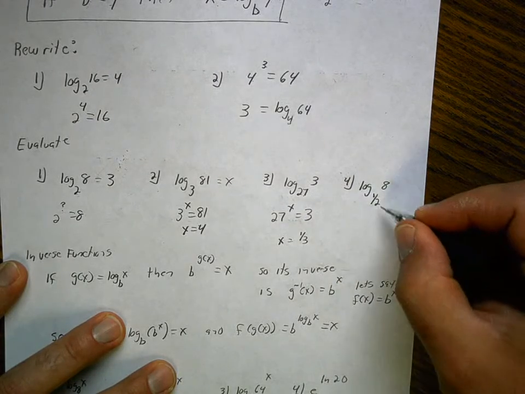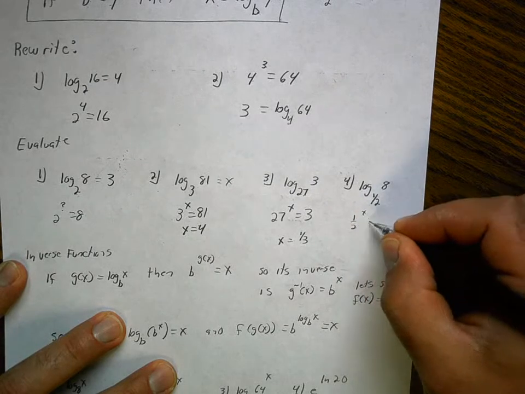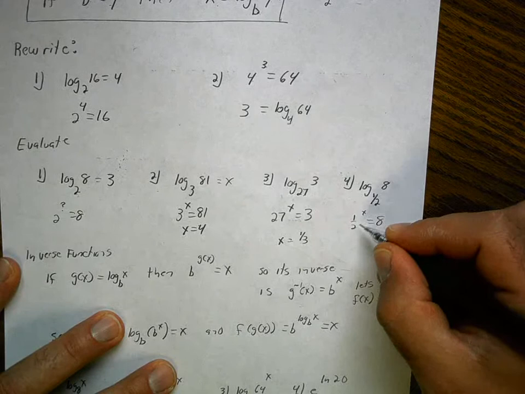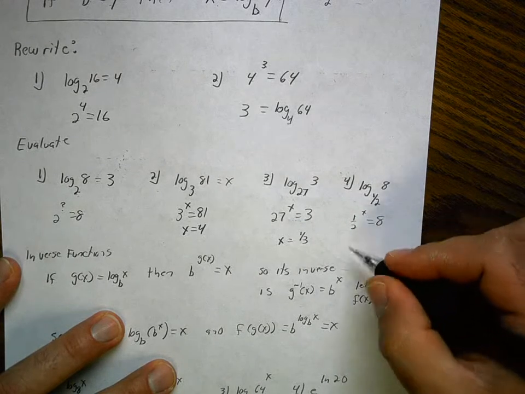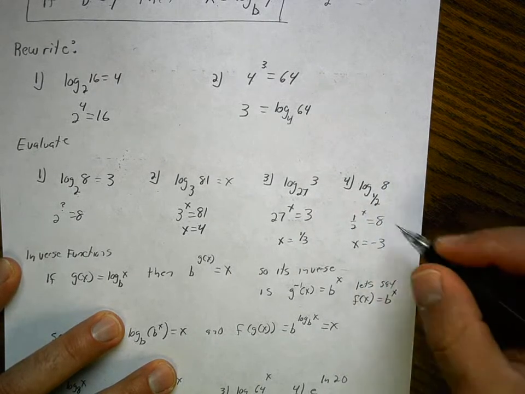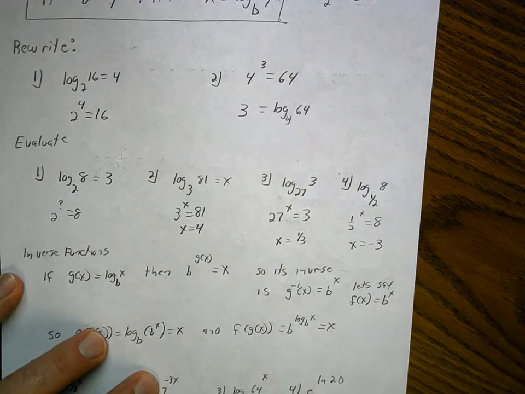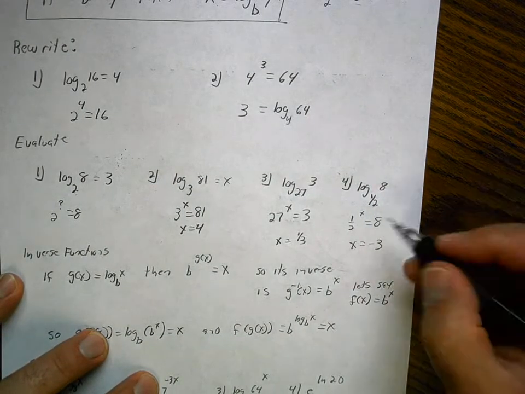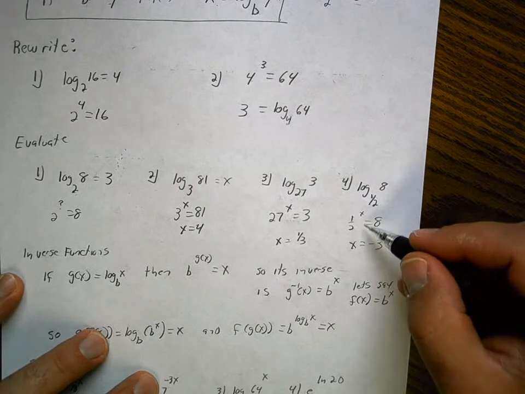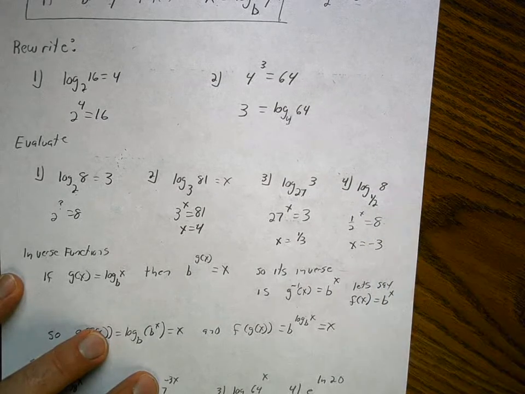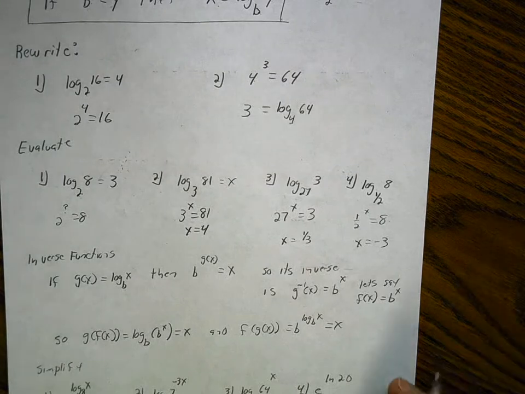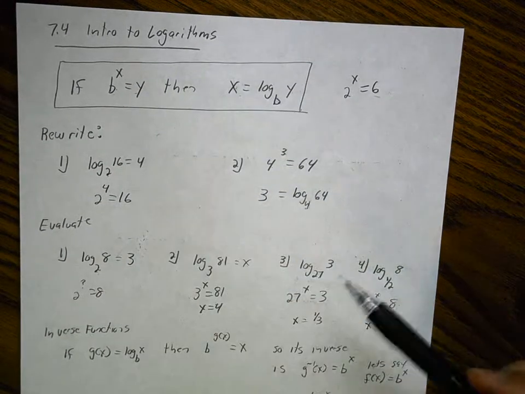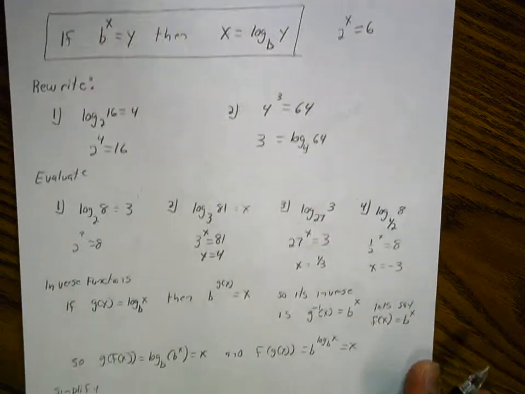Okay, this one, 1/2 to what power gives me 8? Okay, I know 2 to the third is 8, so 1/2 to the negative 3 equals 8 because I have to flip that. The negative allows me to flip that fraction and make it positive. So 1/2 to the negative 3 is the same as 2 to the third, which is 8. So that's how we use the definition of a logarithm to evaluate those logarithms.